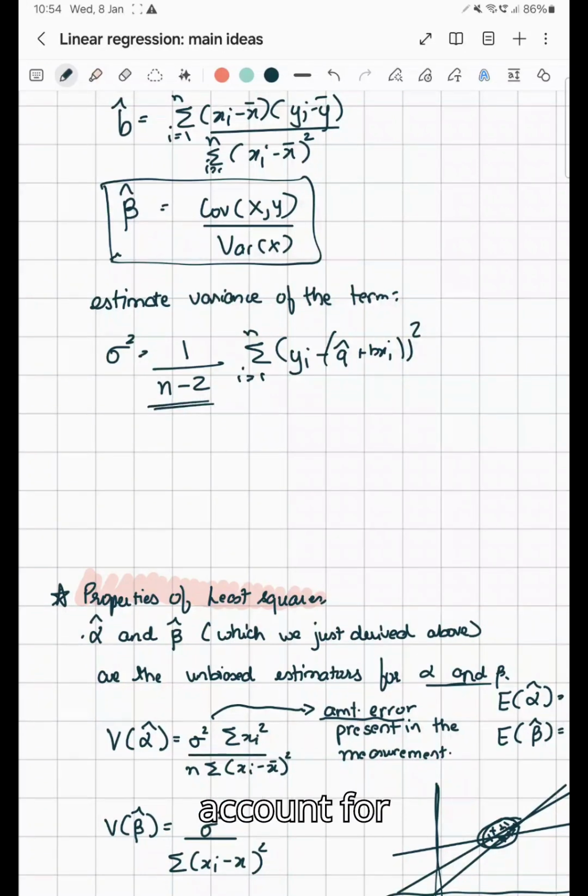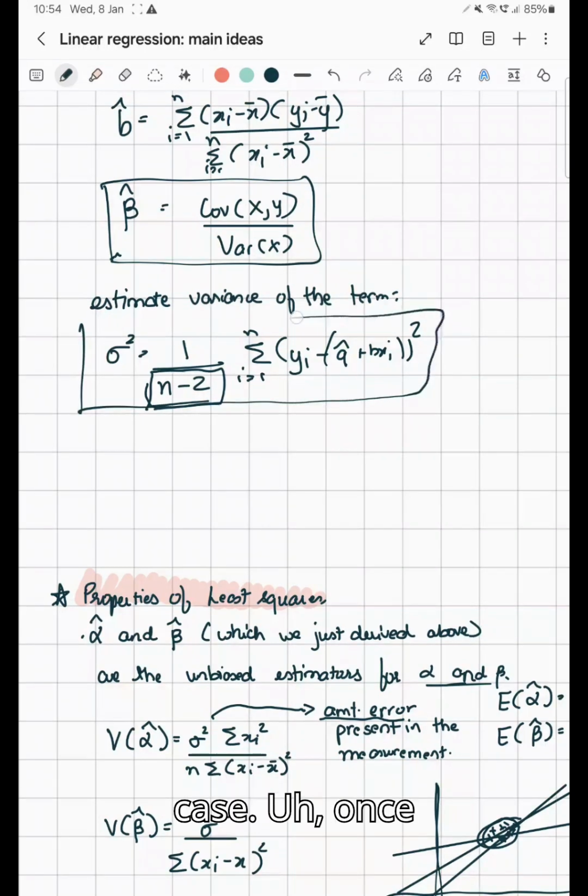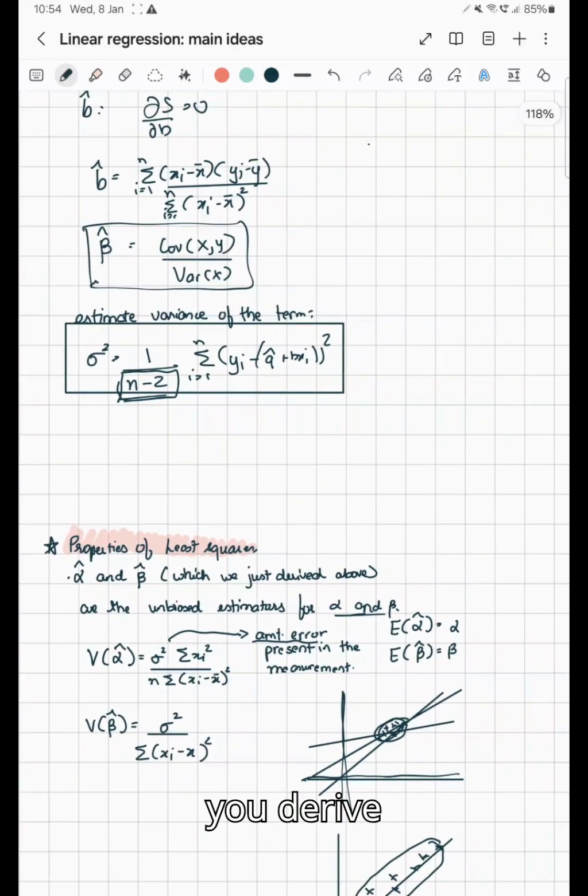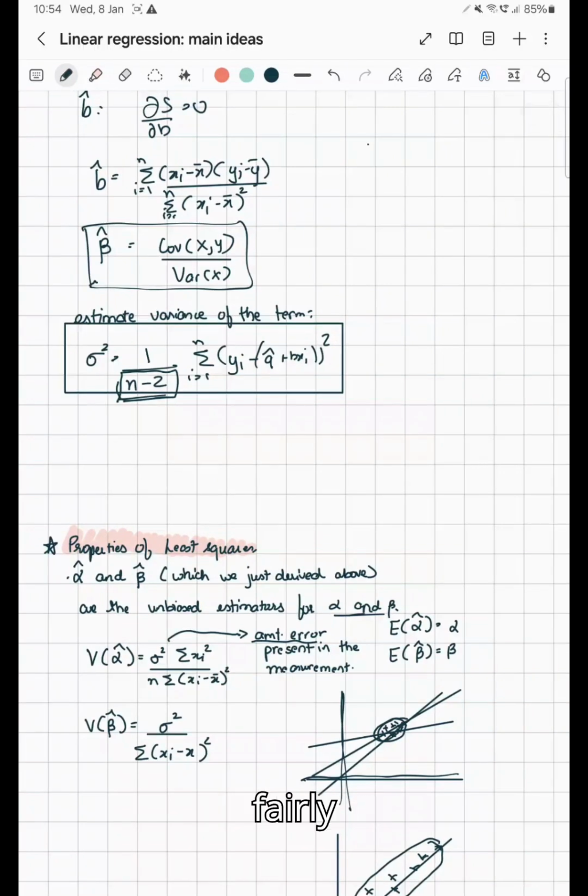So this formula accounts for the fact that we have estimated two parameters from the data, and hence we have lost 2 degrees of freedom, and that is why you have n minus 2 in the denominator. That's a question I had a lot of the time. People struggled to understand why it was n minus 2 and why it's n minus 1 in some of these sample covariances. But yeah, this is the reason in this case. Once you derive this, I think it is a fairly straightforward derivation.